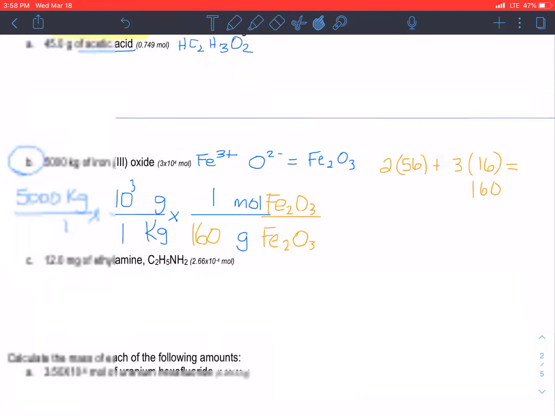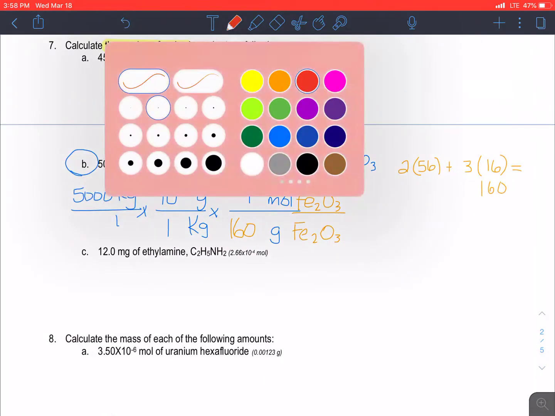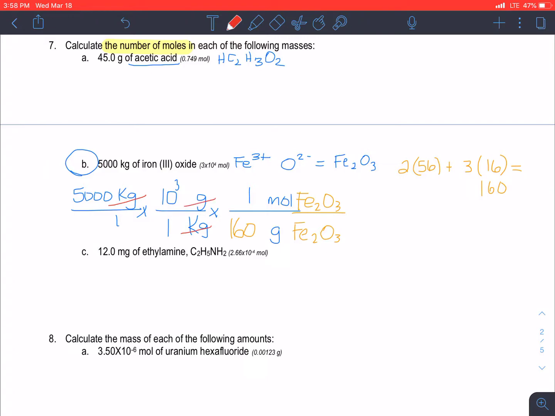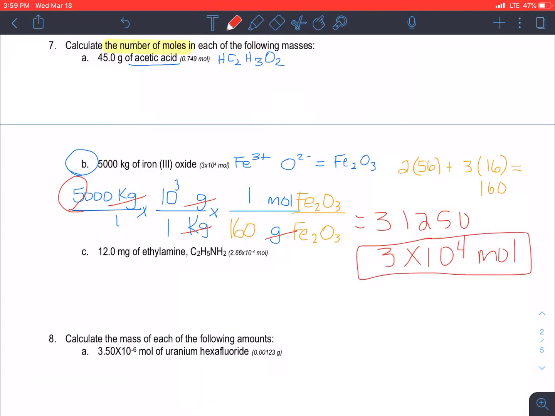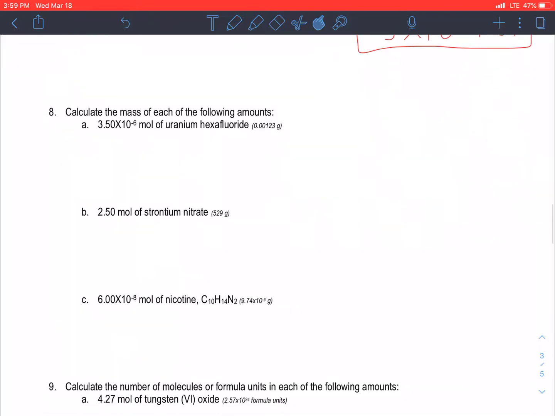Okay, and so if you look back at our work, we want to double check to make our units cancel. Kilograms, kilograms, grams, grams. We're left in moles, and now we just have to calculate. So 5,000 times 1,000 divided by 160. We will get this number in our calculator, 31250. We only need 1 significant figure, so 3 times 10 to the 4 moles of our compound. Okay, and so you're going to do the rest of these kind of on your own.